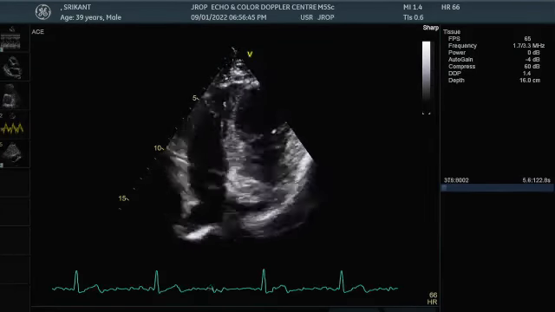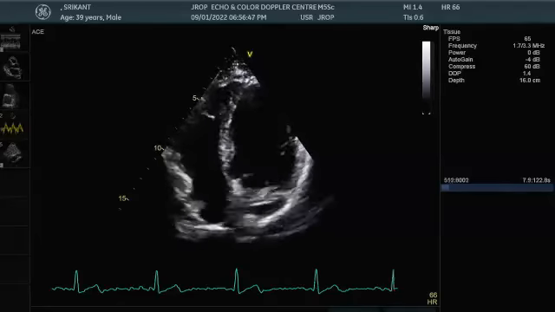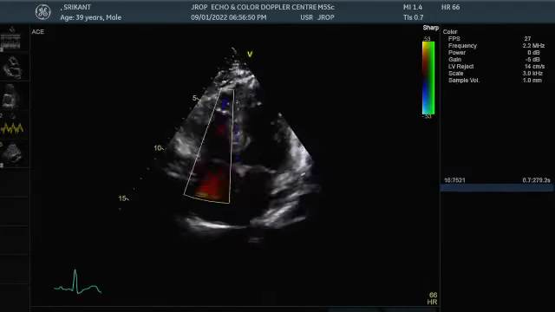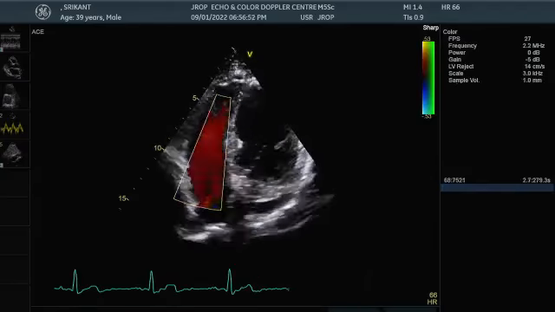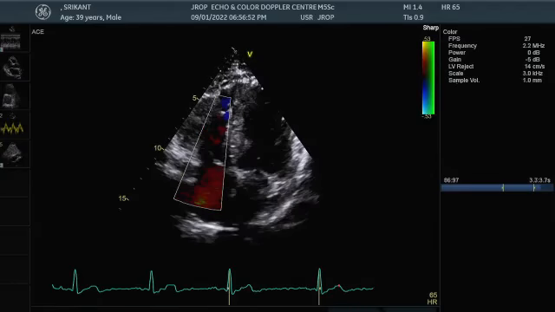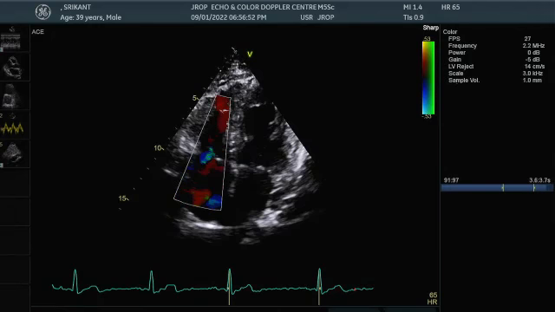But in the tricuspid valve, this is different. In the tricuspid valve, the mild, moderate, severe remains the same. Like in this subject, we have got a jet just behind the leaflets. You can see this jet behind the leaflets. So this is almost mild, but in the tricuspid we also measure the vena contracta.